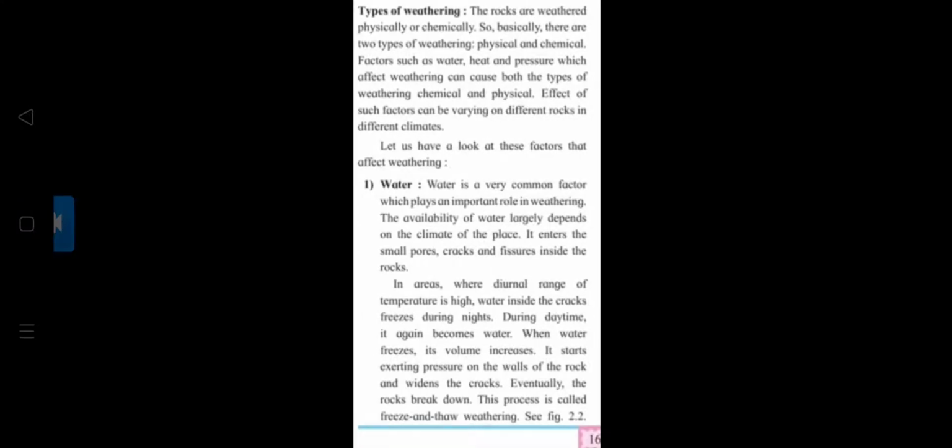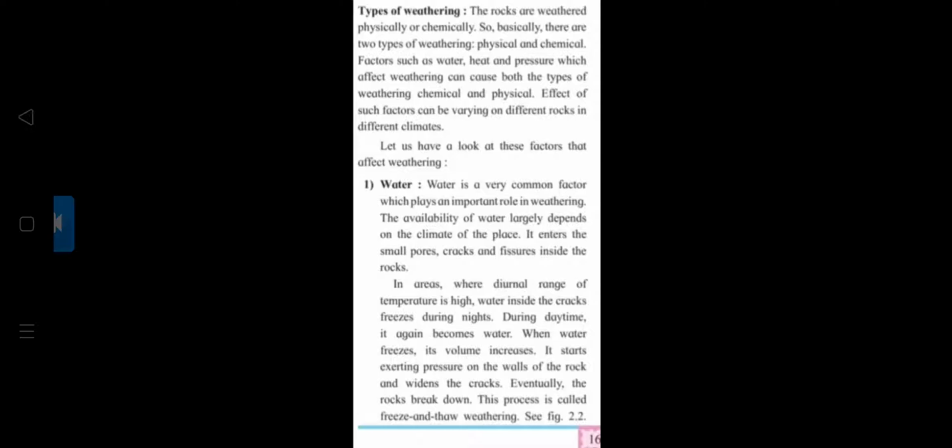Moving further over here, there are different types of weathering. Now here, before this, we'll try to understand what are the factors also which are important. Types of weathering. The rocks are weathered physically or chemically. So there are two types of weathering: physical weathering and chemical weathering.